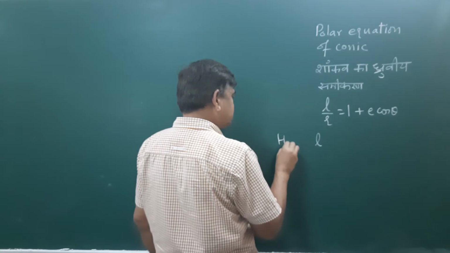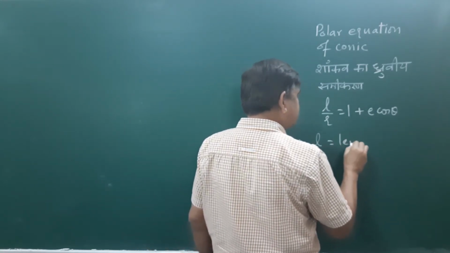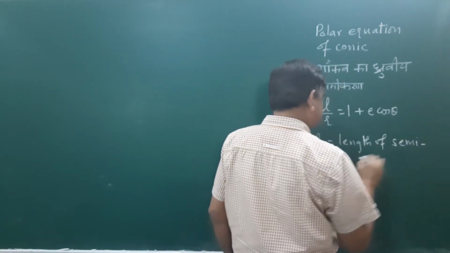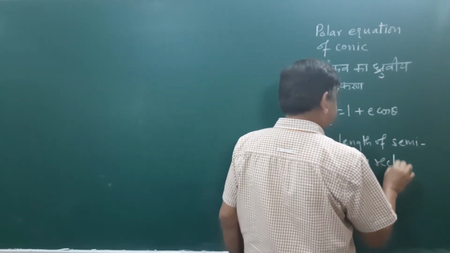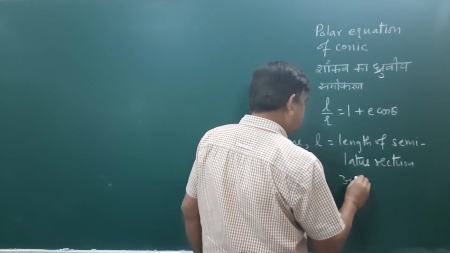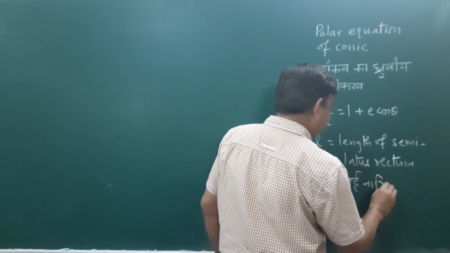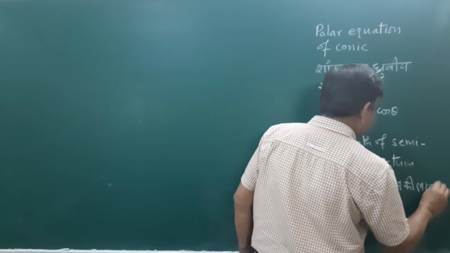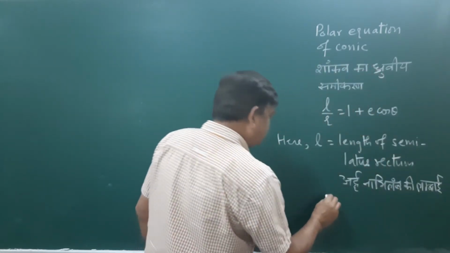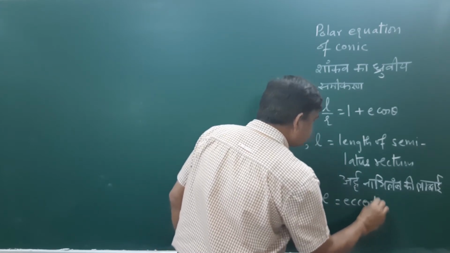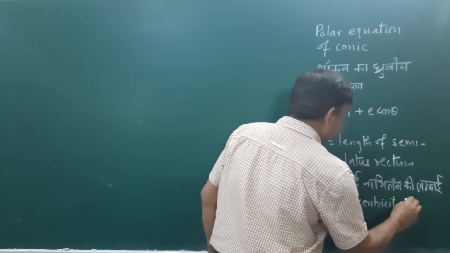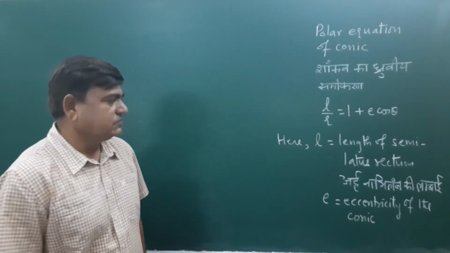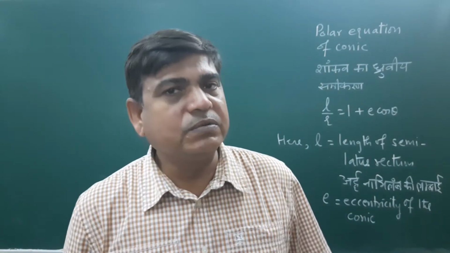What is L? Length of semi-latus rectum. And E is the eccentricity of the conic. Eccentricity of the conic, सांकव की उत्केंद्रता.